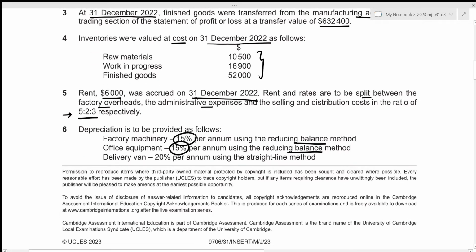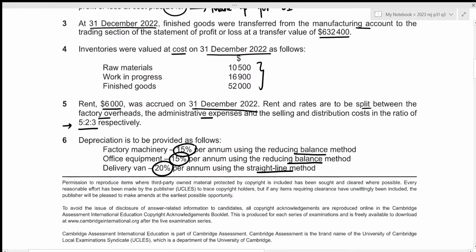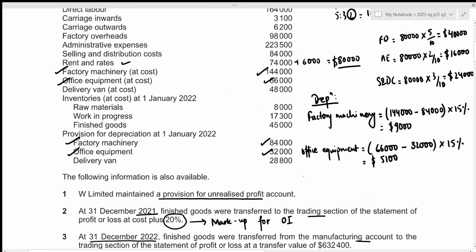Now for delivery van, the depreciation rate is 20% and it is based on straight line method. So we can just apply this rate of 20% to our cost. So the depreciation for delivery van is just going to be 48,000, that's the cost, multiplied by 20%. And this gives the depreciation on delivery van to have the value of 9,600. Okay, we're done with this as well.